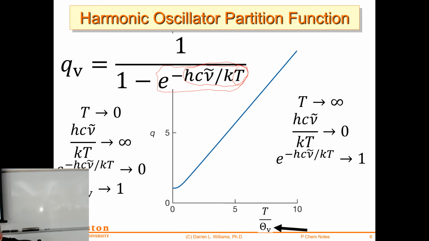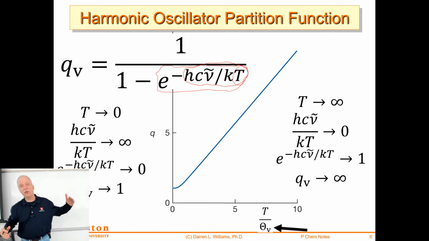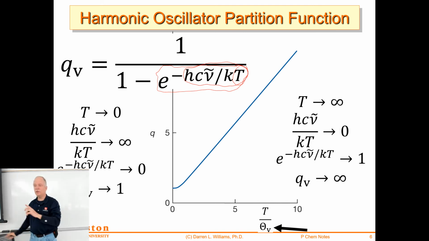And now in the denominator, I've got 1 minus 1. So it's approaching 1 minus 1. And so Q is going to go to infinity. As the denominator starts getting close to 0, Q is just going to cruise right on up to infinity. And so as temperature goes to infinity, Q goes to infinity. As temperature goes to 0, Q does not go to 0, it goes to 1. And so now you can see how that works.